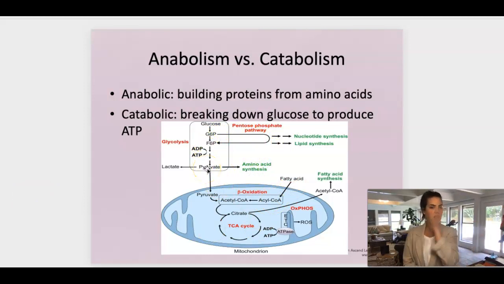So this diagram here shows you some examples. Anabolism is written in green, whereas catabolic pathways are written in red. Okay, so glycolysis, you see here, we're taking glucose to create pyruvate, and eventually that's going to go into the Krebs cycle or the TCA cycle. Whereas we can take acetyl-CoA that's left over from this to build fatty acids, to build lipids, right? And that's written in green because that's an anabolic process.